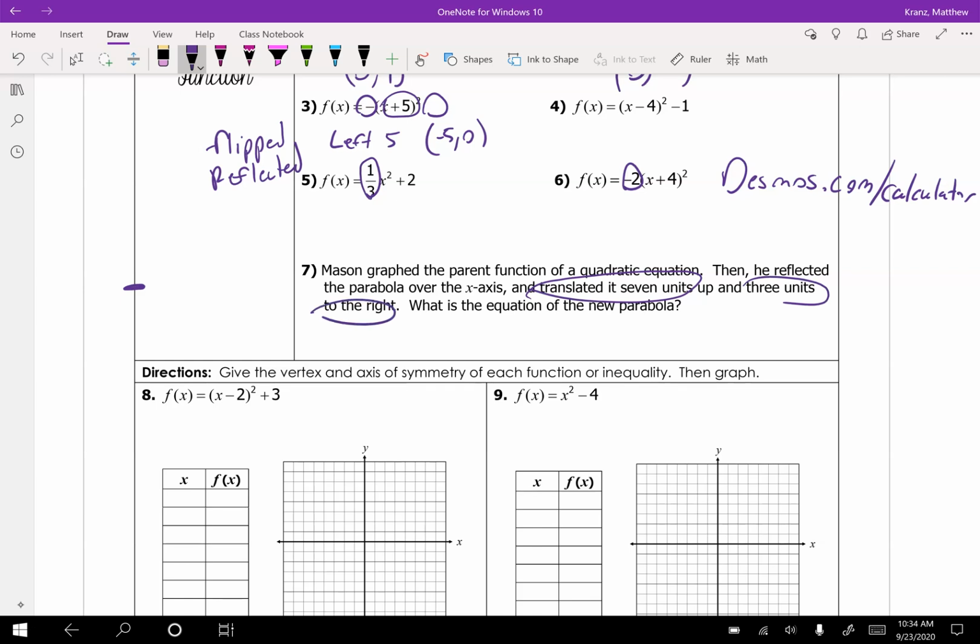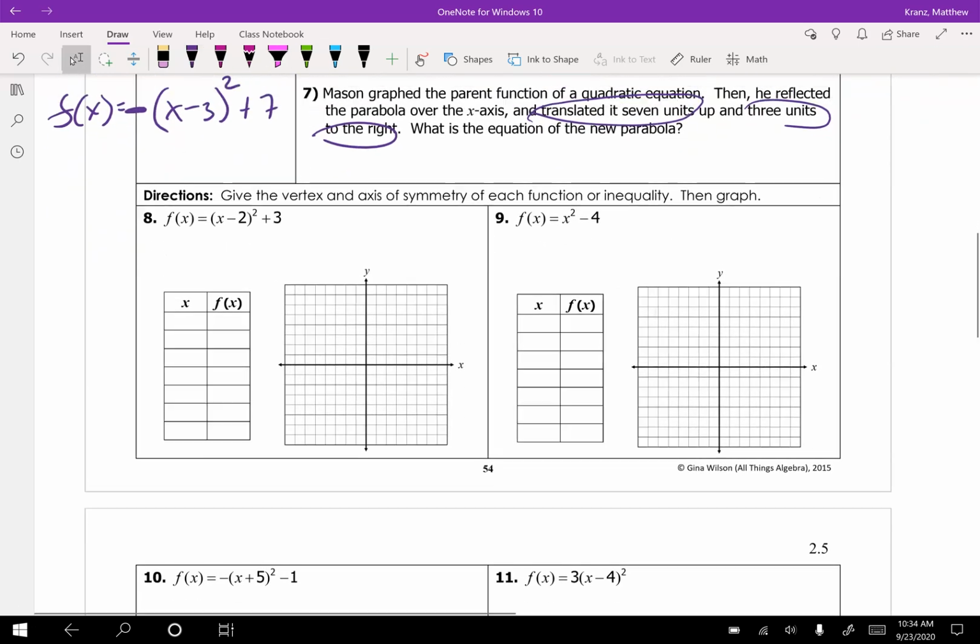So remember, when we add to x, we go left. So that means we're going to have to subtract from x to go right. So basically, we're just going to do our (x minus 3) squared. And then when we go up 7 units, we do plus 7. So this would be our equation: f of x equals negative (x minus 3) squared plus 7. I got the minus 3 because that means I'm going 3 to the right, and the plus 7 means I'm going up, and the negative sign means it's reflected or flipped over.